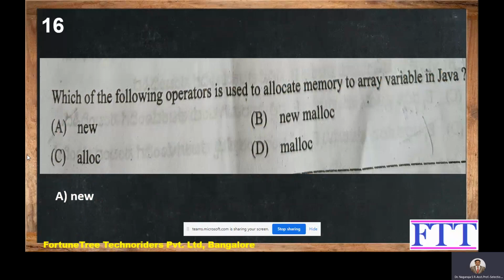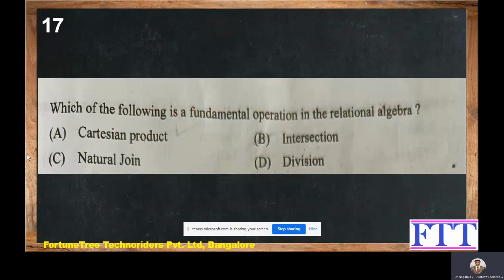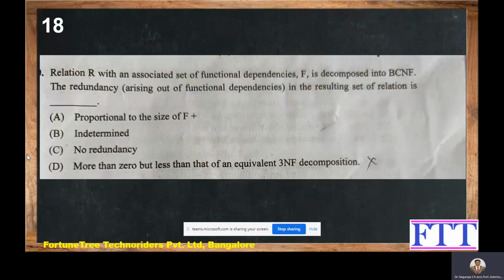To the 17th one. Which of the following is a fundamental operation in relational algebra? Option A, Cartesian product, option B, intersection, option C, natural join, option D, division. So the right answer is option A, Cartesian product. We'll move to the 18th one.